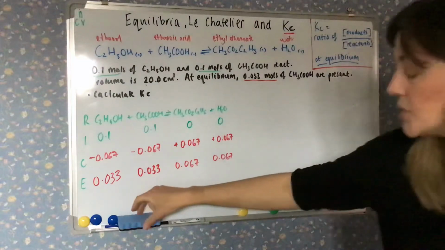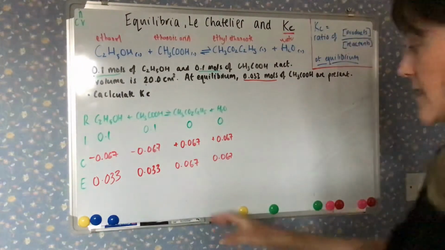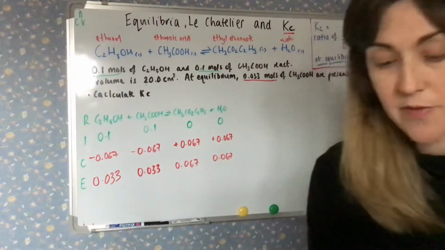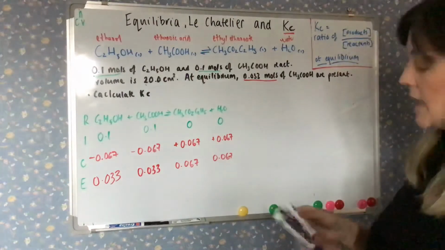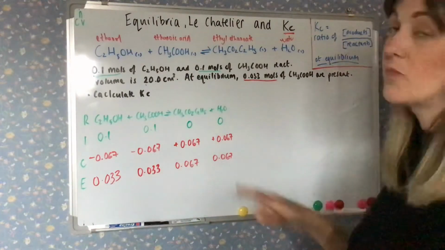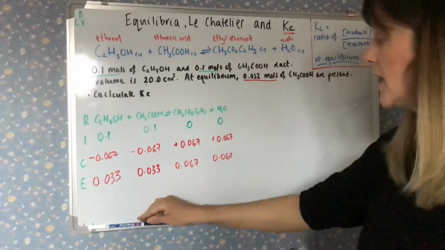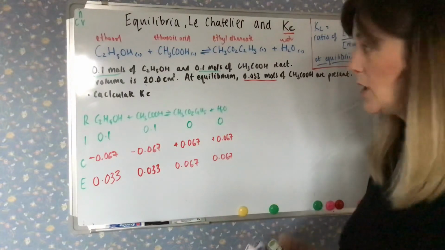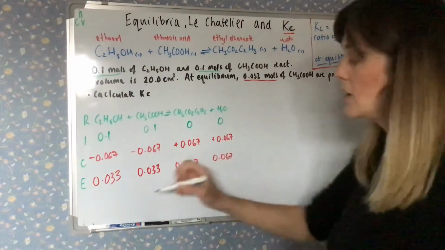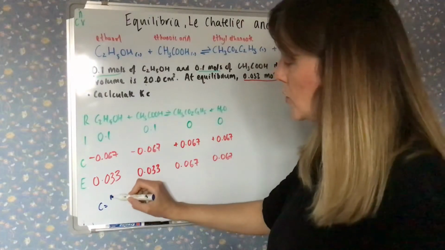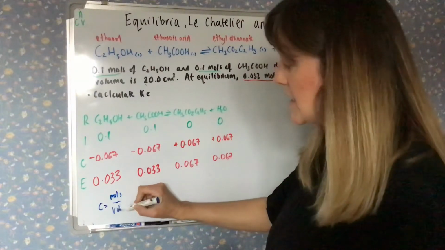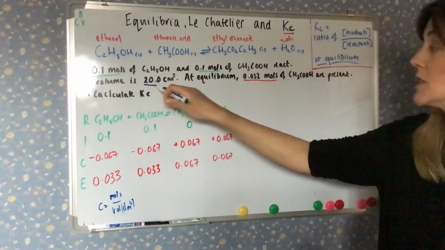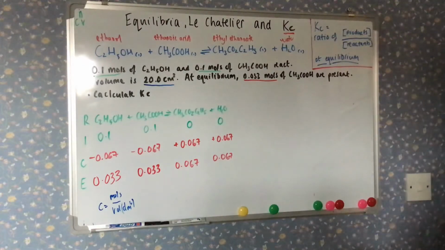Now the next thing we have to do, although in this case we don't strictly have to do it, but I'm going to show you anyway, and then you can see why we don't have to, is work out the concentration, because this is number of moles, and for our Kc expression, and to work out the value of Kc, we need this information in concentration. So you should know from GCSE that concentration is equal to moles over volume in decimeters cubed. We've been given our volume in centimeters cubed, so we have to divide that by 1,000.